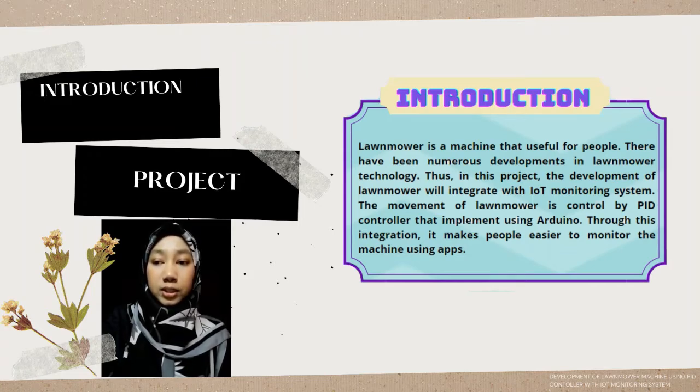Thus, in this project, the development of the lawnmower will integrate with an IoT monitoring system. The movement of the lawnmower is controlled by a PID controller implemented using Arduino. Through this integration, it makes it easier for people to monitor the machine using an app.